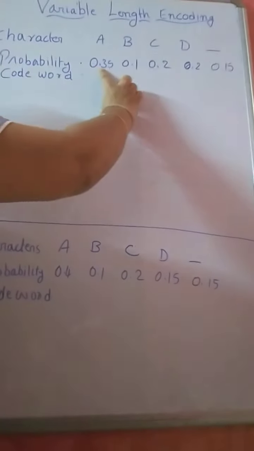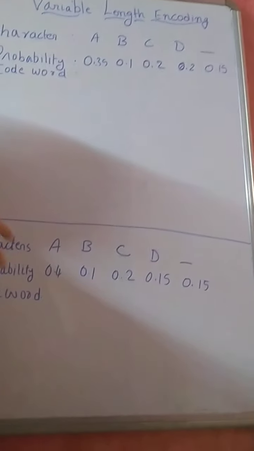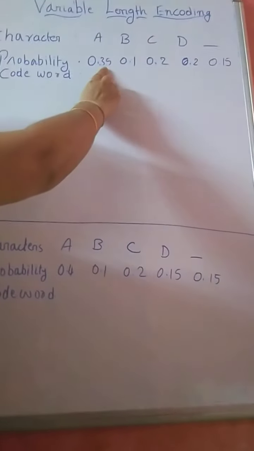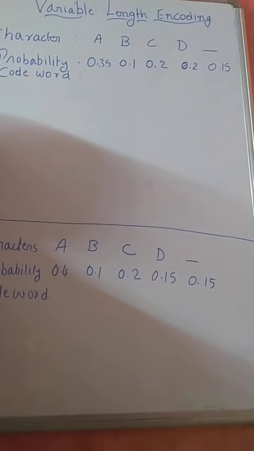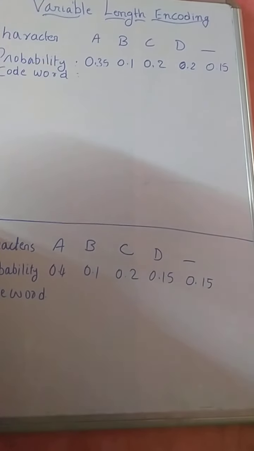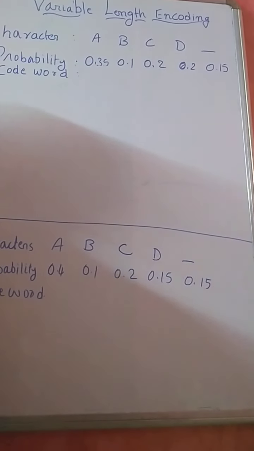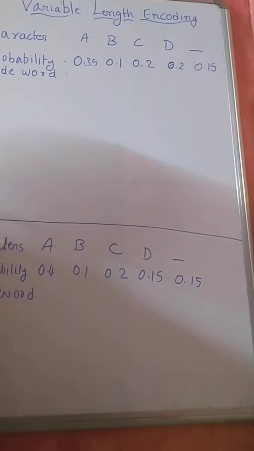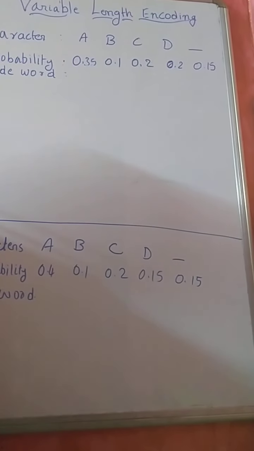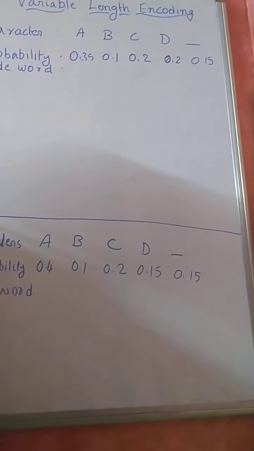Make sure that the sum of all of them is equal to 1. Or if I take percentages, 35%, 10%, 20%, the sum of all those percentages should be equal to 100. Make sure of that before you continue. Otherwise, whatever problem they have given is obviously wrong. So the sum of all these probabilities should be equal to 1. Now A occurs with 0.35. All these probabilities have already been given.